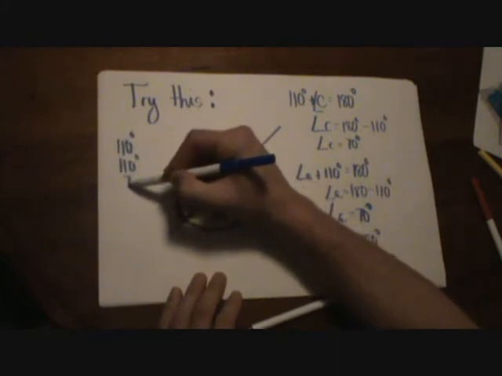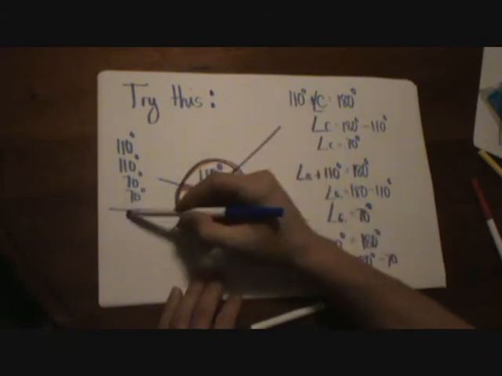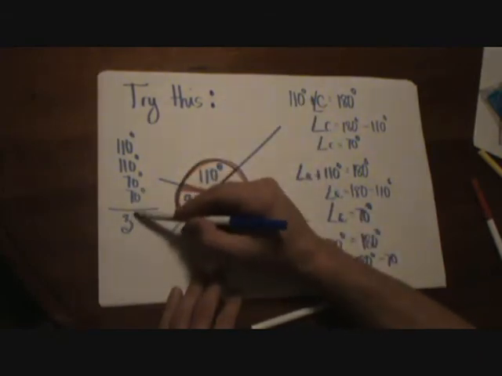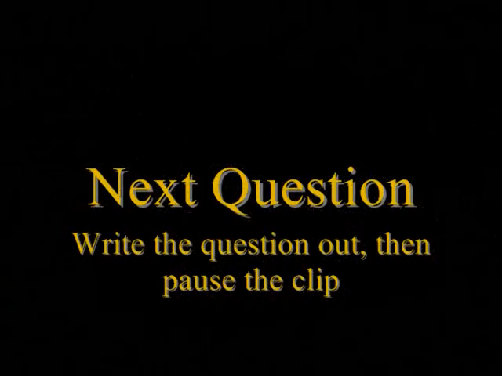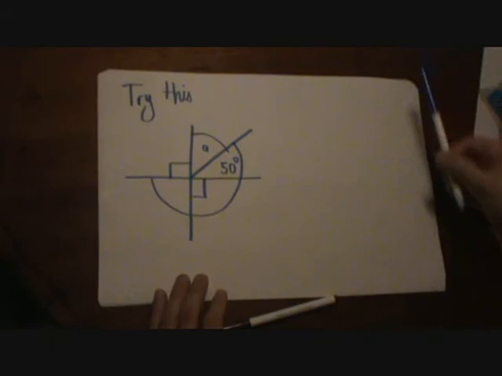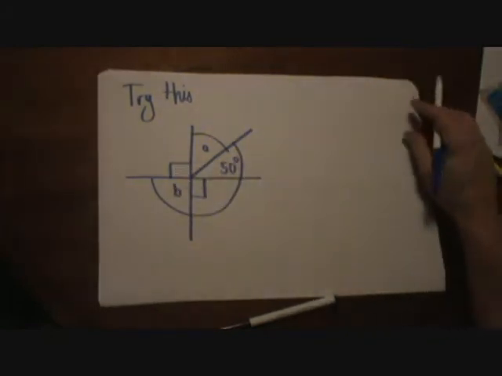Let's add them all up, make sure we got it right. 110, 110, 70, and 70. Add those all together, I end up with 360. Gotta be right. Let's try another one. Look at the question and pause the video. Pause it right now. Write the question out.